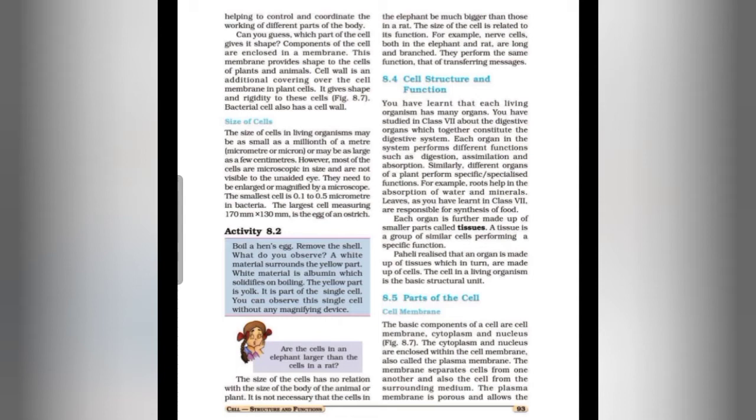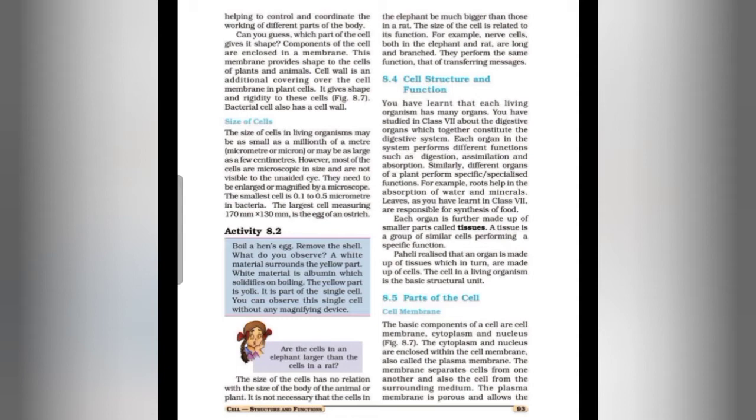So we can say basically the structural and functional unit of life is the cell. Cells combine together to form the tissue, tissues combine together to form the organ, organs combine together to form the organ system, and the various organ systems make up a living organism. It was realized that an organ is made up of tissues, which in turn are made up of cells. So the cell in a living organism is the basic structural unit. Now we are going to study in detail the cell structure, or we can say the parts of the cell.